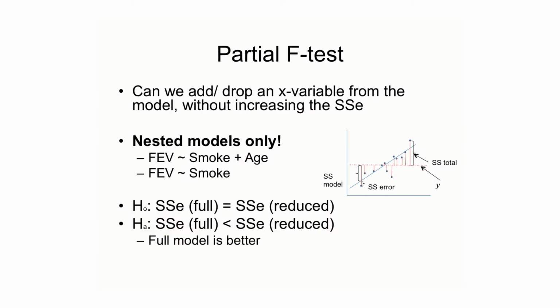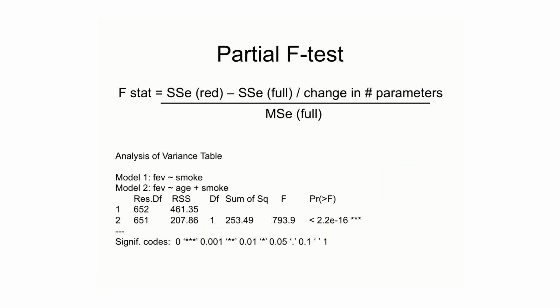On the other hand, the partial F-test compares nested models. So it compares a reduced to a full model. For example, a model with only smoke is nested within a model with smoke and age. With the partial F-test, you are essentially comparing the sum of squared errors of the two models. Does the full model have a significantly lower sum of squared error than the reduced model? Does this full model explain more variation than the reduced? As a rough guide, when we conduct a partial F-test, if we get an F-statistic over 4, we can reject the null hypothesis. Here's an example output.